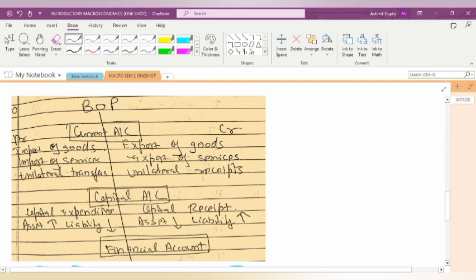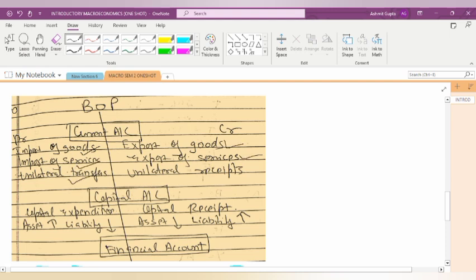Okay, so now let's move to the BOP part. Now there is a slight addition to the BOP we learned in class 12. We always had the current account and capital account, but this time we also have the financial account, the details of which are in my notes. You can also refer to that.